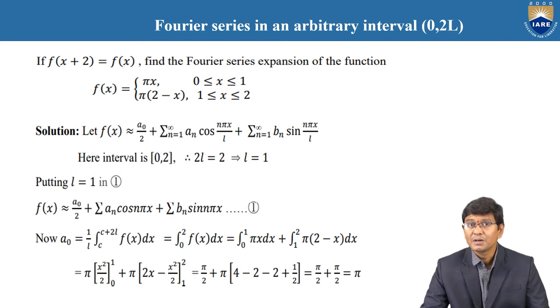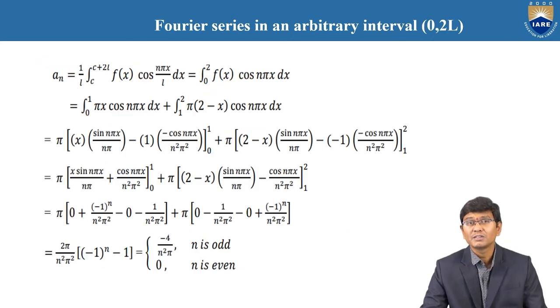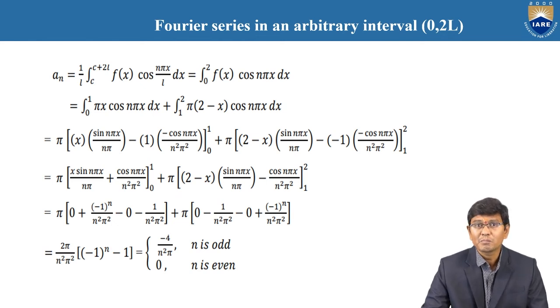Now, we need to find the second one in the required Fourier series, that is the an value. Therefore, we know the formula: an is equal to 1 by L times the integration from c to c plus 2L of f of x into cos n pi x by L into dx. And as we already know, L is equal to 1 only. Therefore, it is the integration from 0 to 2 of f of x into cos n pi x into dx.